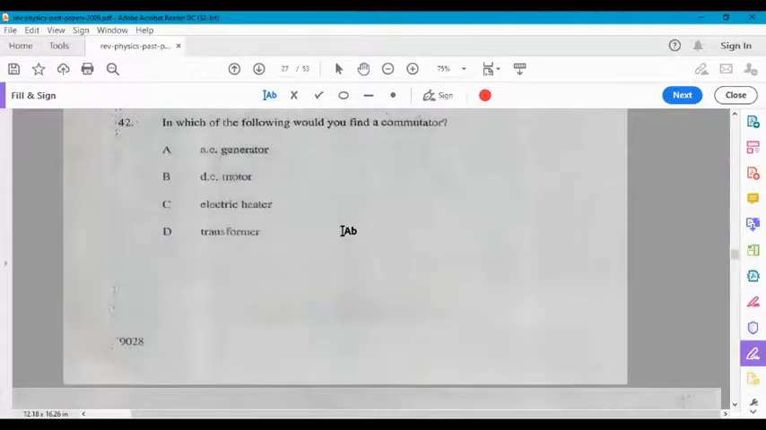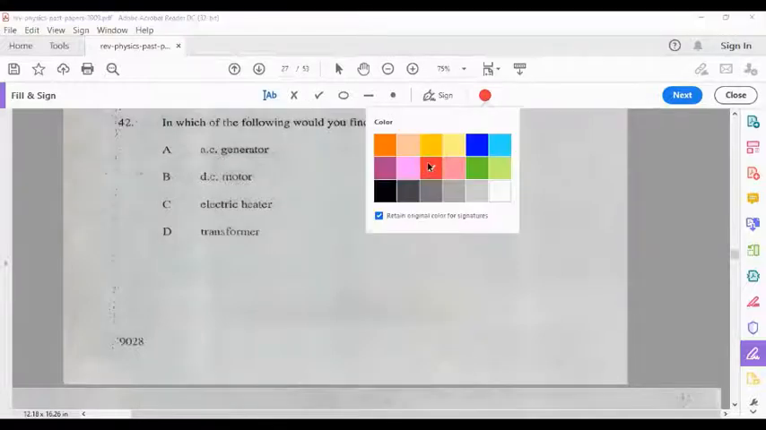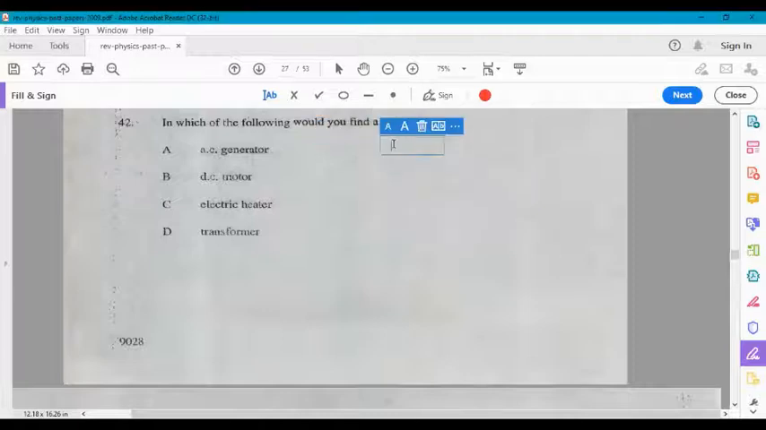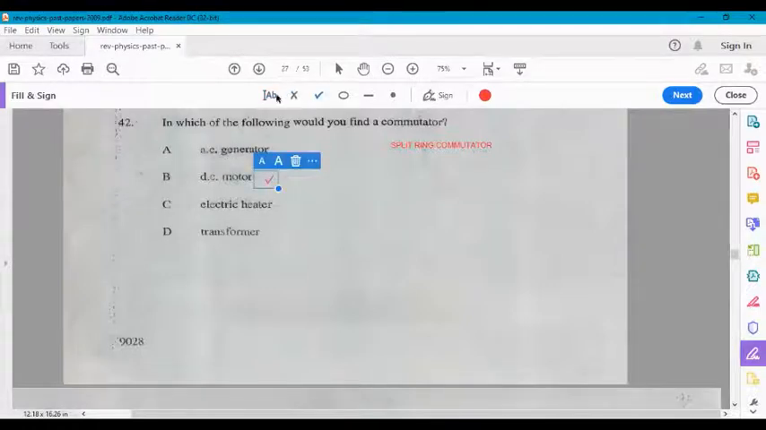All right, number 42. In which of the following would you find a commutator? Okay, well, that would be in our DC motor. Commutator, that's the same thing as a split ring. So full name, split ring commutator. That's the part of the DC motor that is responsible for allowing a continuous rotation because it switches the terminals every half turn, and that reverses the current, which reverses the forces on each side of the coil, allowing it to turn in the same direction. So DC motor is our answer.